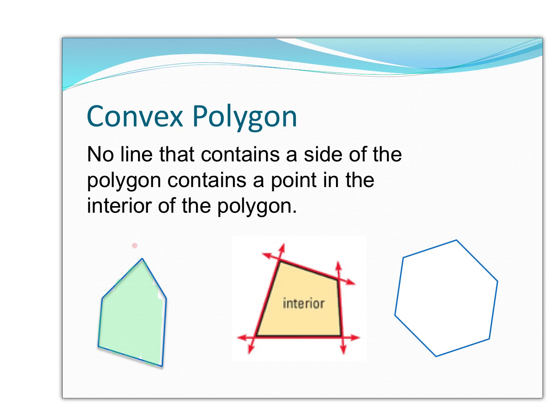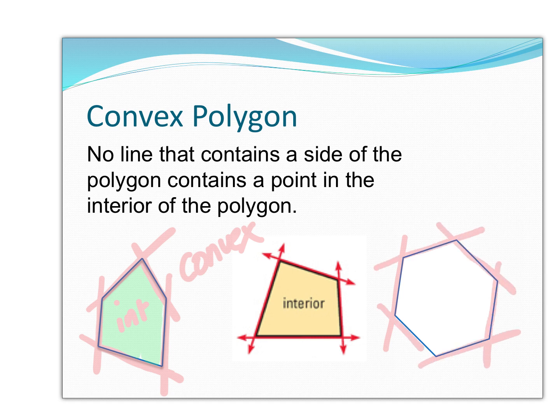So if I can go to my lines and draw my lines out, my segments that make up my polygon, if none of those segments go into the interior, then it's convex. So this is convex, this one's convex, the second one, and the third one, notice again, I do my lines, and again, this is a convex polygon.